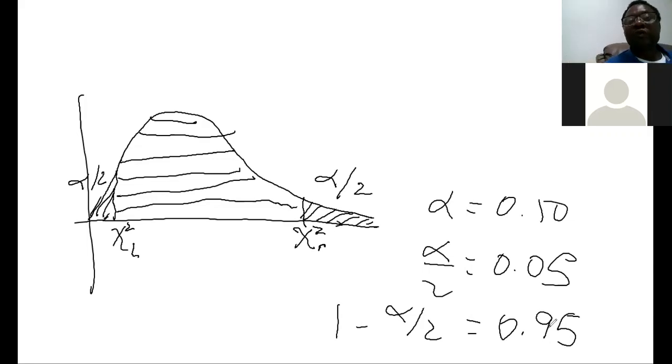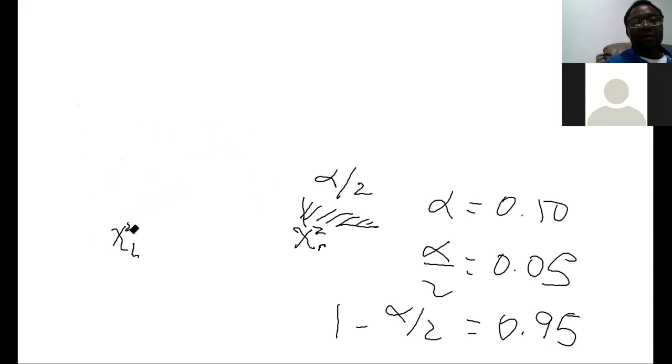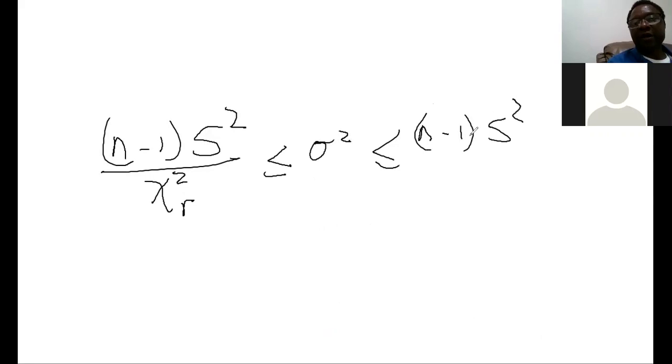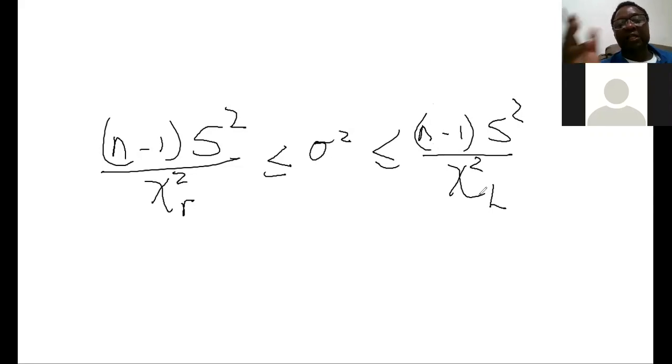Then, what do we do? How do we find the confidence interval? The formula is n minus 1 multiplied by s square, which is the sample variance, divided by chi-square right, less than or equal to sigma square, less than or equal to n minus 1 times s square over chi-square left. So once you have those two numbers, just multiply degree of freedom by variance divided by chi-square right, and then degree of freedom times variance divided by chi-square left. You will get the two numbers that define the confidence interval. Okay, I'm gonna write that down.